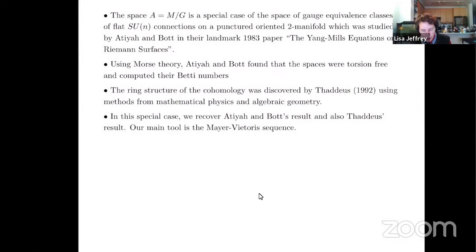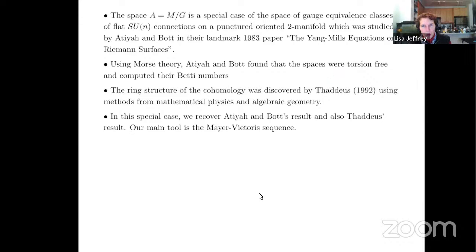So the space we will mostly study is M, the space where the product of commutators is minus the identity, quotiented by G, and that is a symplectic manifold. It's a generalization of the space of gauge equivalence classes of SU(N) connections on a punctured oriented 2-manifold, which was studied by Atiyah and Bott in their 1983 paper, Yang-Mills equations on Riemann surfaces. Atiyah and Bott found that these spaces were torsion-free, and computed their Betti numbers.